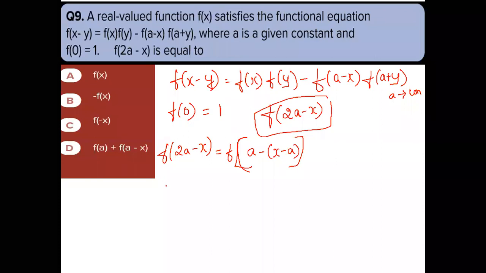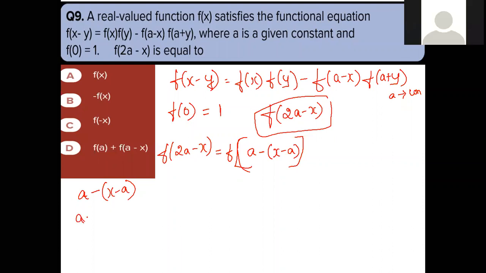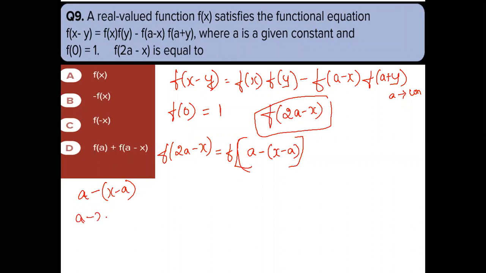So those who understood, good. For those who didn't, just observe. So we write f of a minus x minus a for f of 2a minus x. Why? If you solve this, a minus x minus a, I need 2a minus x. A minus, minus 1 into x is minus x. Minus into minus plus a. So it is a plus a, which is 2a minus x. So 2a minus x can be written as a minus x minus a.